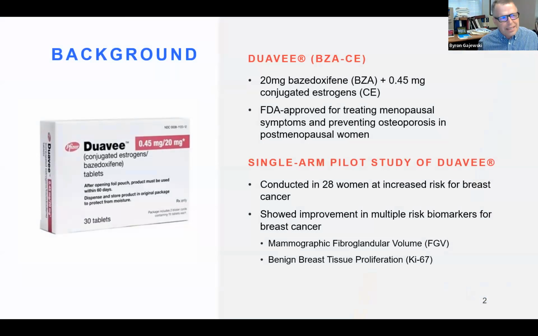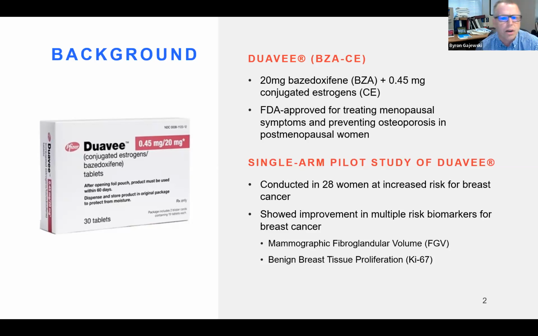So to give a little bit of background here, the drug we're talking about is TWO-ENDPOINT, which is 20 milligrams of dexaphene and 0.45 milligrams of conjugated estrogens. And it's FDA approved for treating menopausal symptoms and preventing osteoporosis in menopausal women. So that's what it's indicated for.